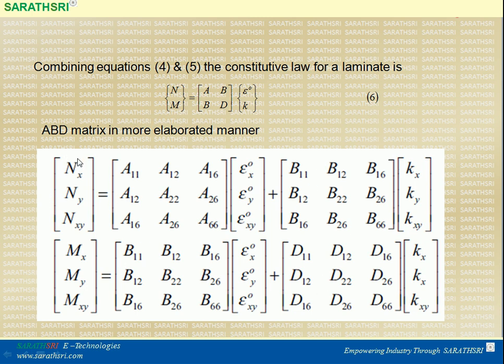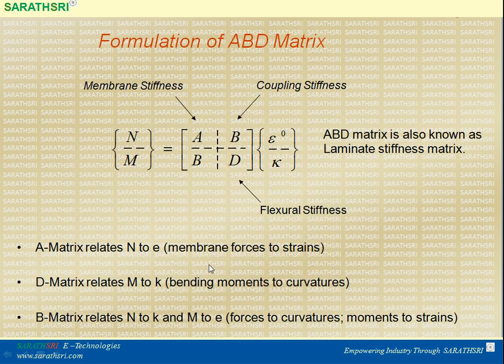For example, given a force field, to get its contribution from the strains and curvature, it is a function of this matrix. In the case of moments, it is a function of the mid-plane strains and curvatures, but here the components are the B matrix and the flexural matrix. So totally, N and M equal the ABD matrix times the strains and curvatures. The A matrix relates forces to strains, the D matrix relates moments to curvatures, and the B matrix relates forces to curvature and moments to strains.